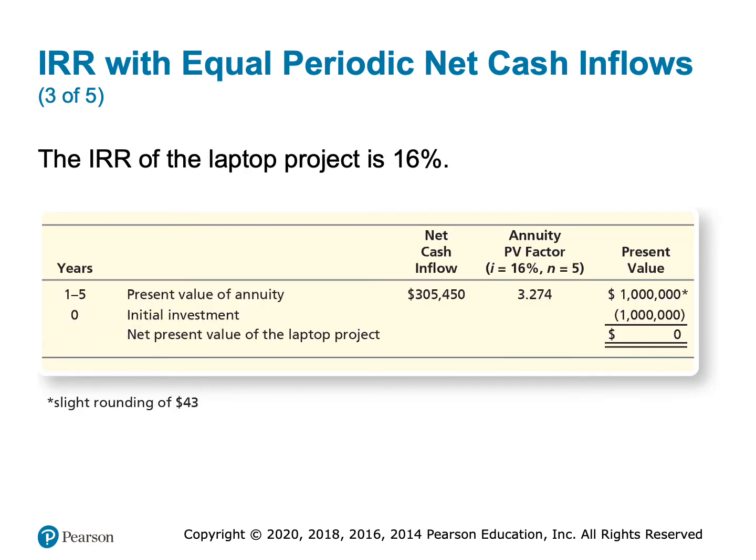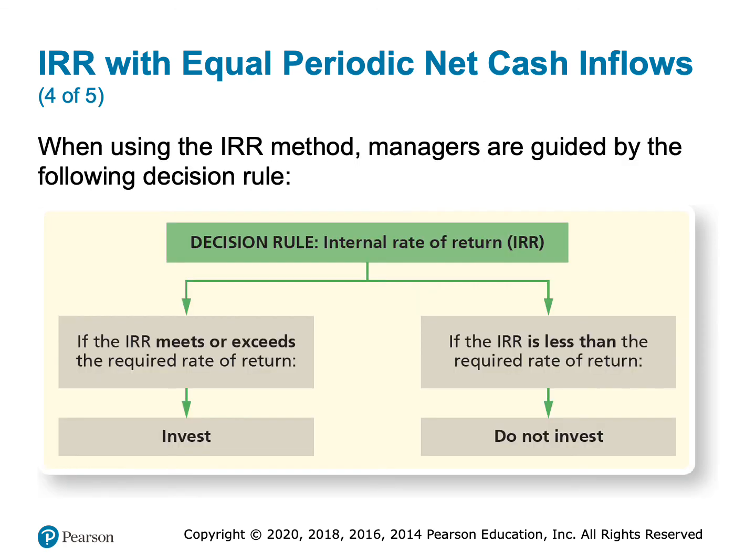So now let's go through and calculate NPV using 16%. If I were to calculate NPV using 16%, I would take the 16% factor multiplied by that 3.274, which gives me a present value of $1 million, subtract my initial investment of $1 million, and guess what? NPV is 0, or approximately 0, really close. There was a little bit of rounding, but it's right at 0 because IRR is the interest rate that sets NPV equal to 0. So our decision rule is if IRR meets or exceeds management's required rate of return, we want to accept the project. If it doesn't, then we don't want to accept the project.